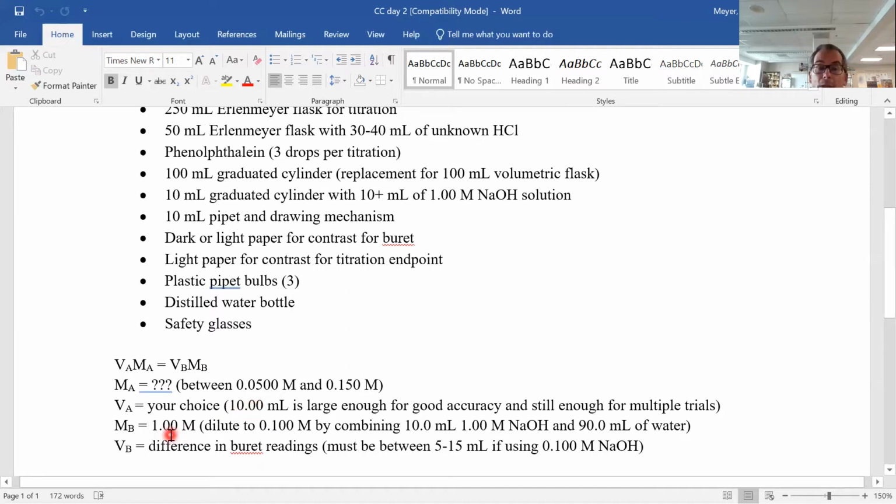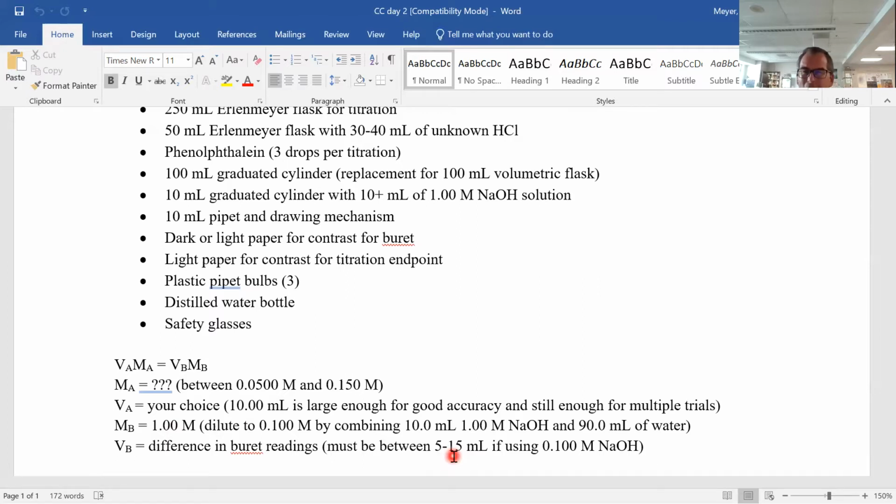Okay, molarity of the base is 1.00 molar. And then the volume of the base is the difference in burette readings from the beginning and the end. Now notice if you use 1.00 molar and you plug things into this equation, you'd have between like 0.5 and 1.5 milliliters. If you got a couple tenths of a milliliter off in your titrations, which is pretty easy to do, you're not going to have a very accurate measure there.